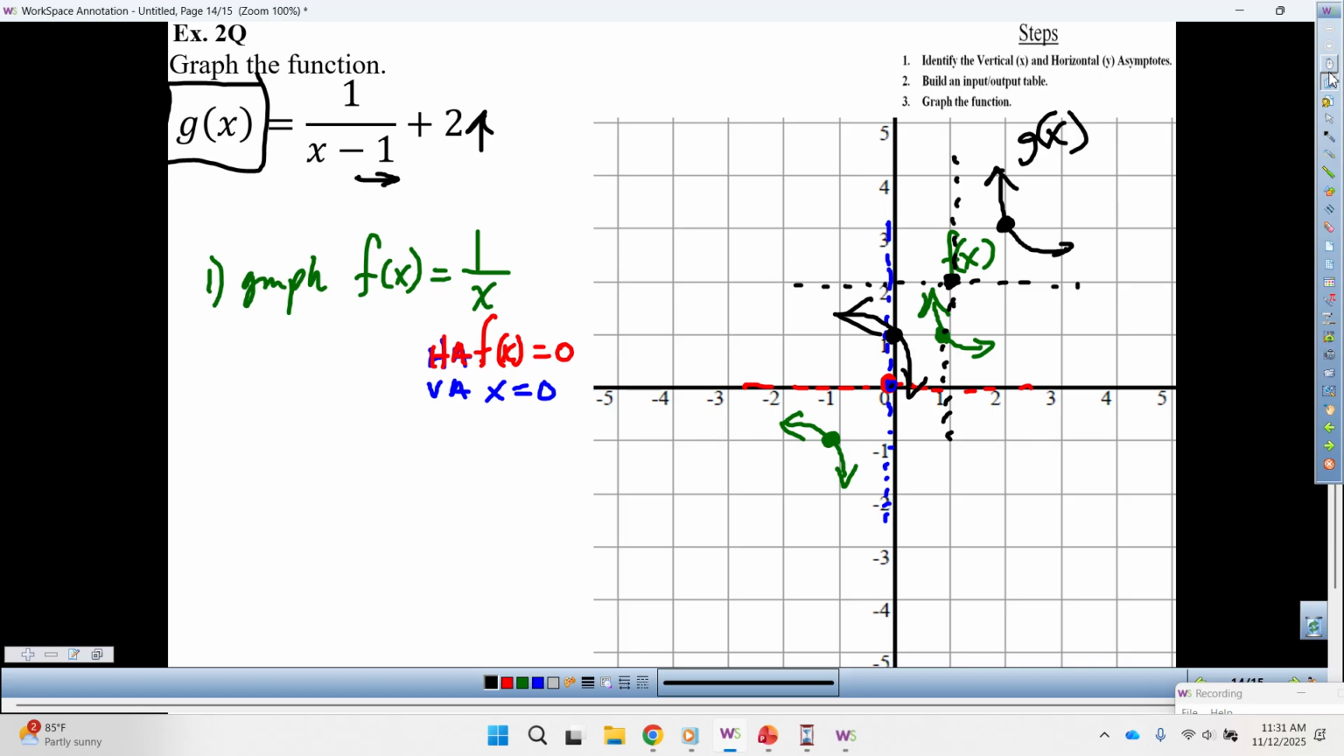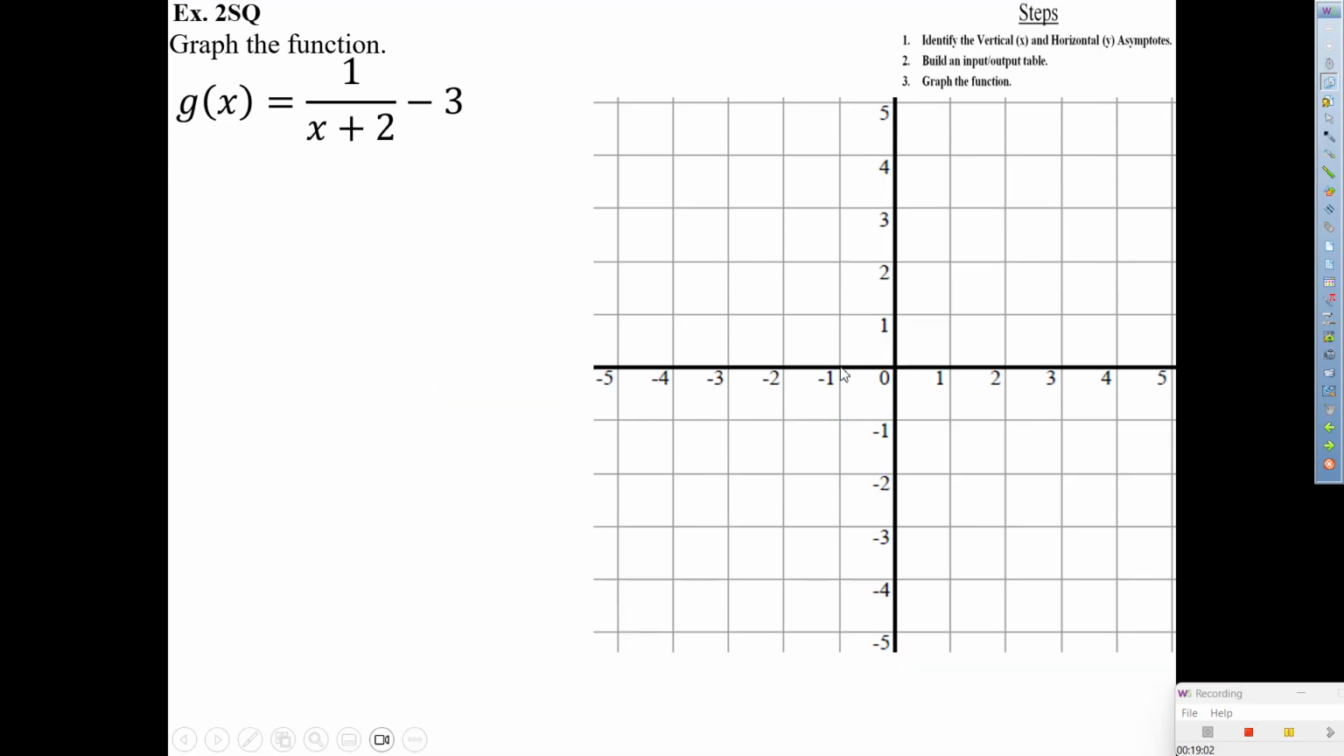Okay. Next, copy this one. Go, turn your paper over to the next graph: g of x equals 1 over x plus 2 minus 3. The points are always going to be the same.